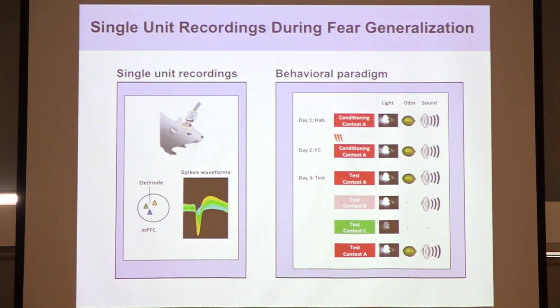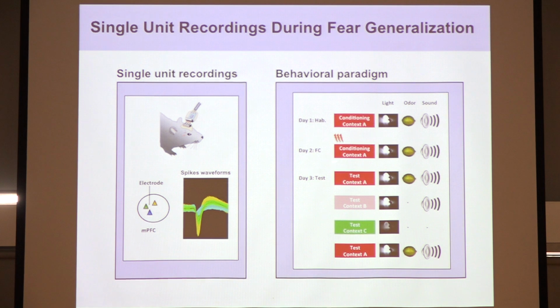So we designed a particular behavioral task to evaluate fear generalization and discrimination in rodents. Basically, we leave the animal in the same context, but we change the contextual features in order to create different contexts. So we condition the animal in one context, the A. This context is composed of light, some lime odor, and sound. This is just the habituation. They are habituated to that for 10 minutes. And then on the conditioning day, they receive a foot shock in this context.